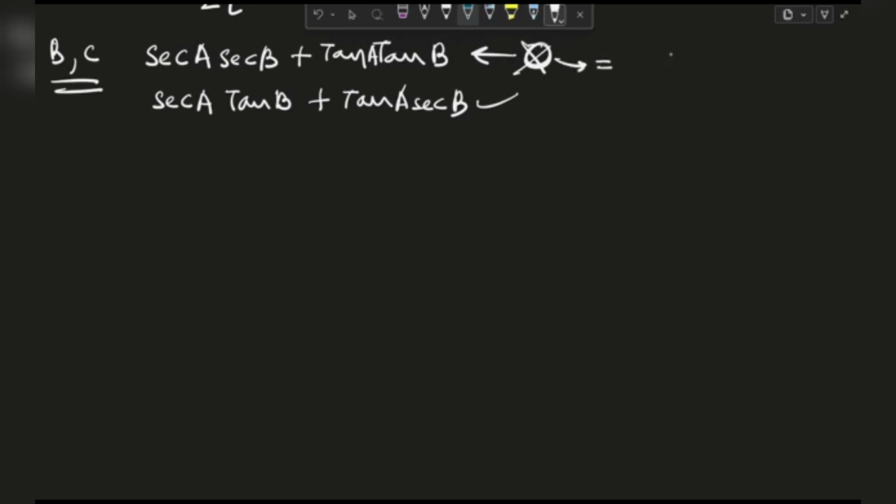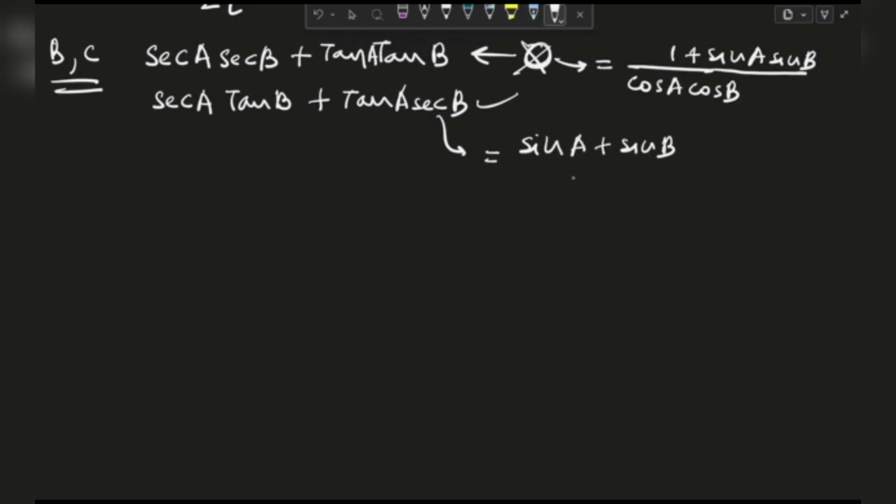Let's break this in terms of sine and cos. This becomes 1 by cos A cos B, plus sine A sine B by cos A cos B. And the other expression is sine A by cos A cos B plus sine B by cos A cos B, so sine A plus sine B by cos A cos B.